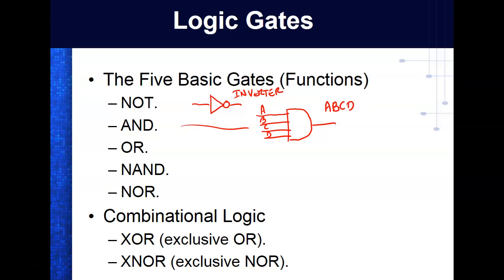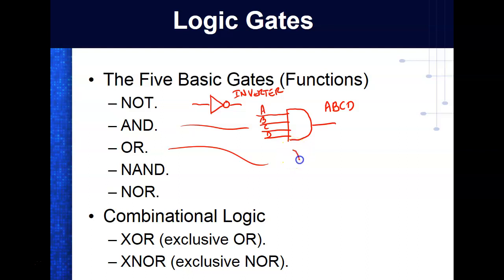To get an AND, you have to have a minimum of 2 inputs. You can have a lot, but you've got to have at least 2. With 4 inputs, I can put 2 to the 4th, or 16, combinations on this thing, but only one of them would cause a true output.